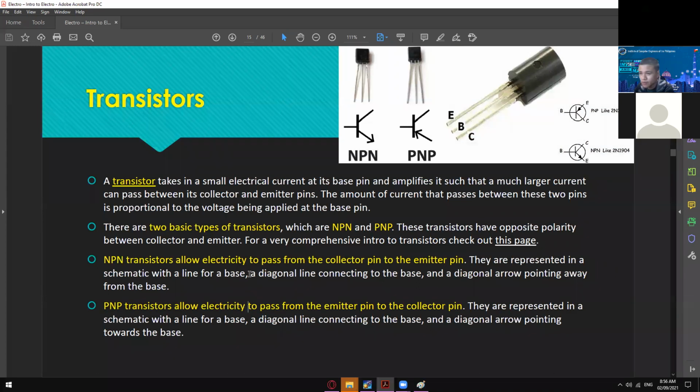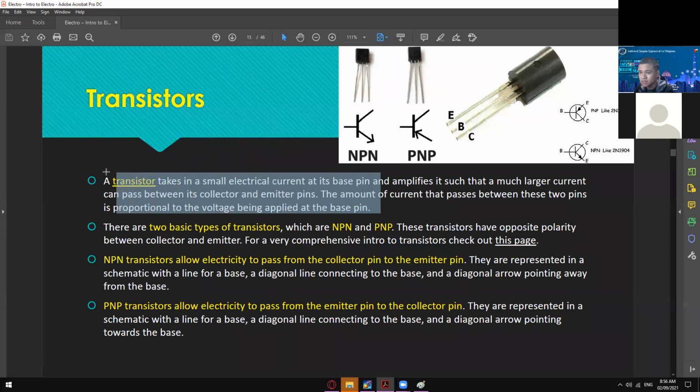The reason why we have a transistor is because it has the capability to amplify a certain amount of current. It takes in a small electrical current at its base pin and amplifies it such that a much larger current can pass between its collector and emitter pins. The amount of current that passes between those two pins is proportional to the voltage being applied at the base pin.